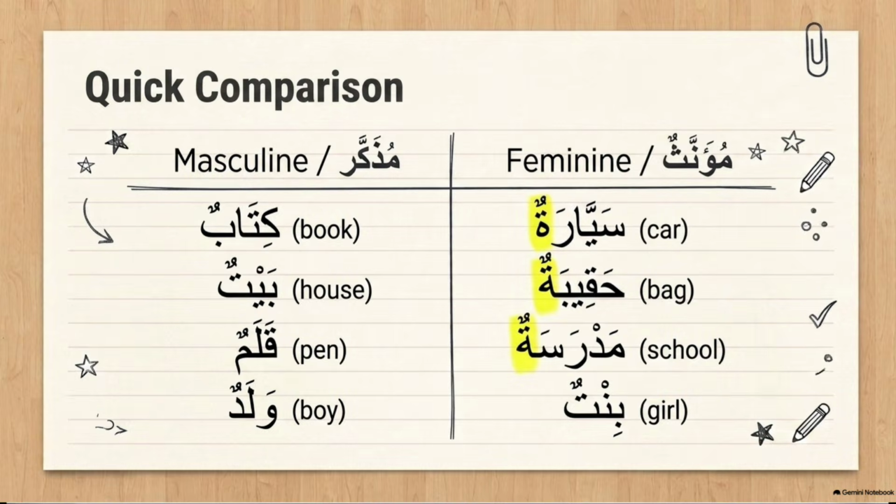Let's actually put them side by side so you can see this in action. With our masculine words, our muthakkar, kitab, bait, qalam, walad, there is no single unifying marker at the end. But with the feminine words, the mu'annath, the pattern is super clear. Sayyara, haqiba, and madrasa all proudly wear their ta marbuta. Just by simply glancing at the structure of these words, you can instantly see the difference between the masculine words that lack a marker and the feminine words that have that tied letter.